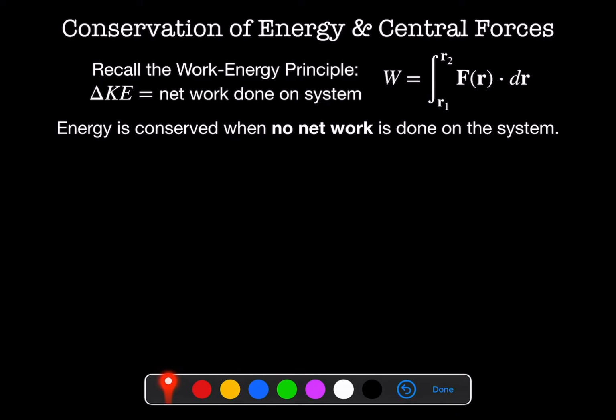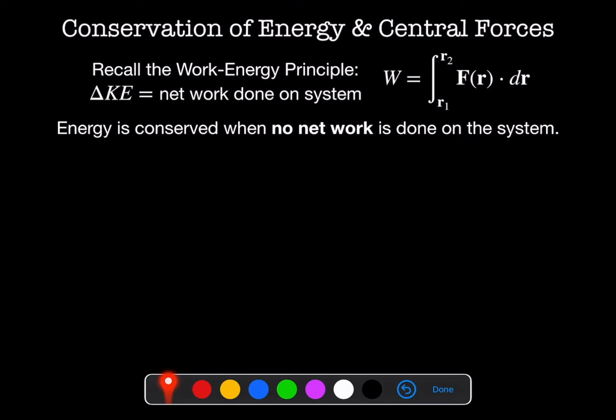So imagine you have some initial configuration, some forces, some trajectories, some paths, and at the end of the day, you compare your final energy to your initial energy. And when no net work is done on the system, we know that the initial and final energies are the same, and what we would say is the energy is conserved.